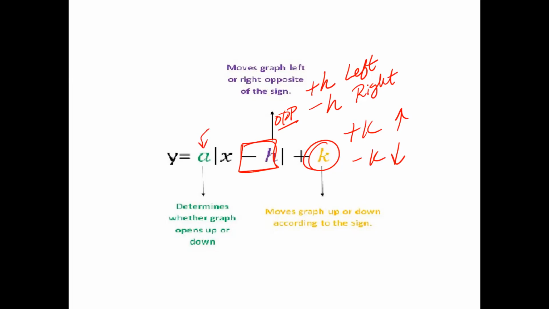A has 2 different functions. If it's a negative A, it's always upside down. If it's a positive A, it's right side up. That's the first function of A.